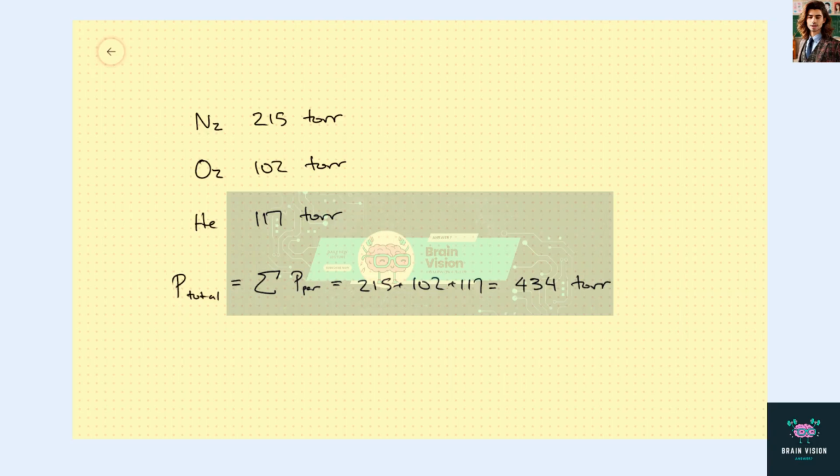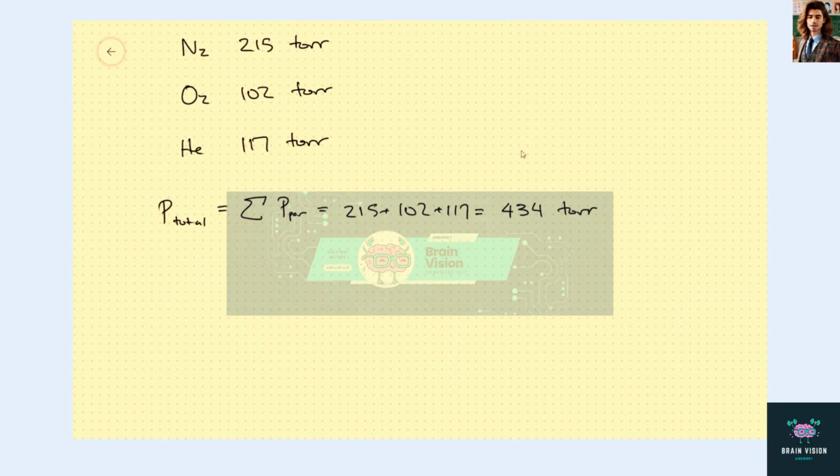Okay, and so to find the mass of each gas present, we are looking at a 1.35 liter sample at 25 degrees Celsius. So we can just use the ideal gas law to find the number of total moles of gas first, right?